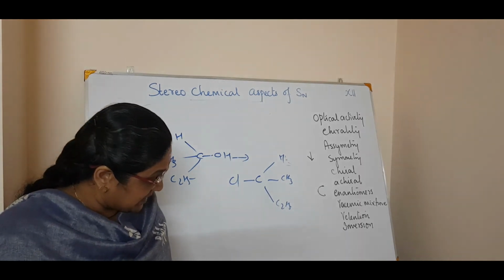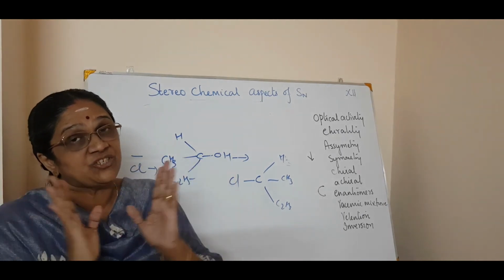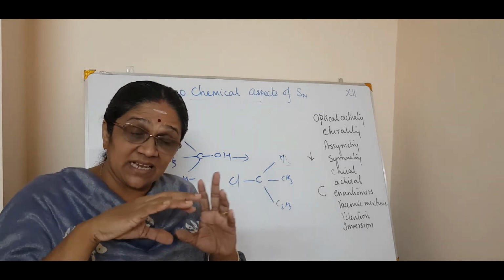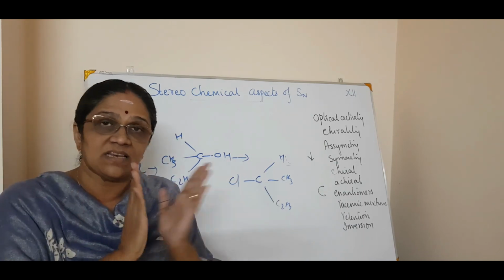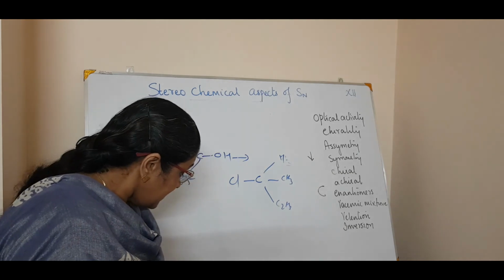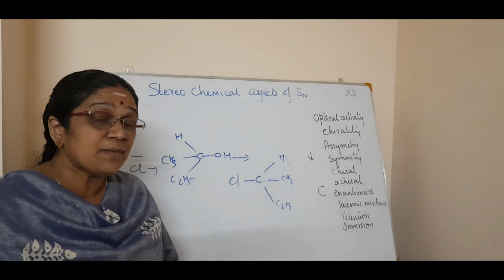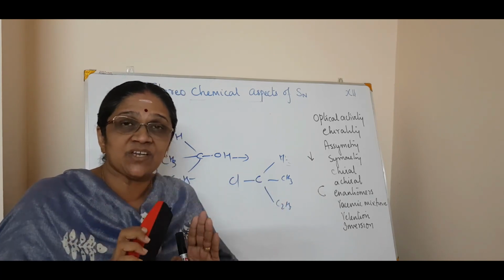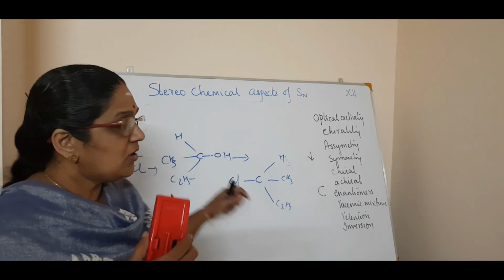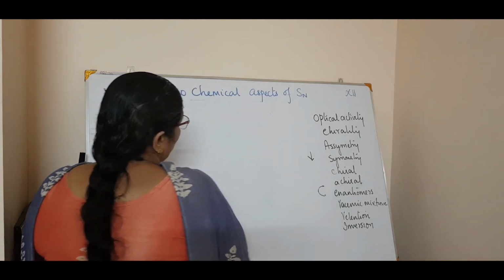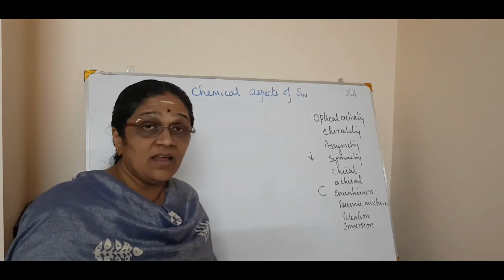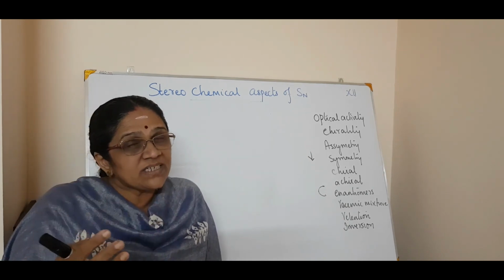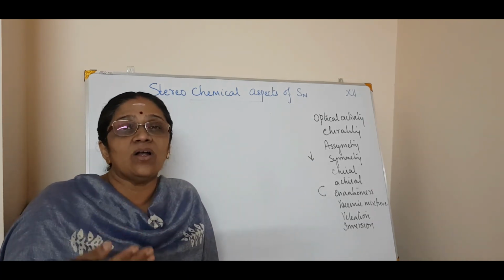So what two types of configuration did we study? One is retention of configuration, where there is no change; the integrity of the spatial arrangement is preserved. And inversion means there is exactly a change in the configuration. If one is right, then the other is left. Then we also talked about the racemic mixture. When equal proportions of these enantiomers are mixed, you get a mixture which is called a racemic mixture. Now we will see how you make a racemic mixture, and that process is called racemization. The process of obtaining a racemic mixture from enantiomers, or converting an enantiomer to a racemic mixture, is called racemization.